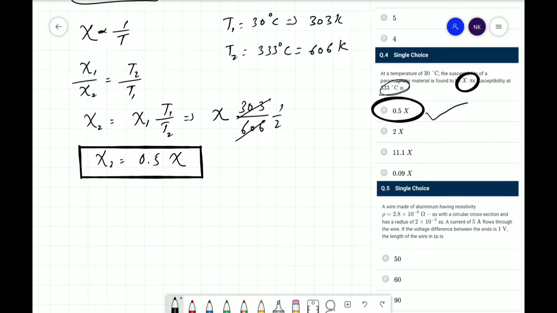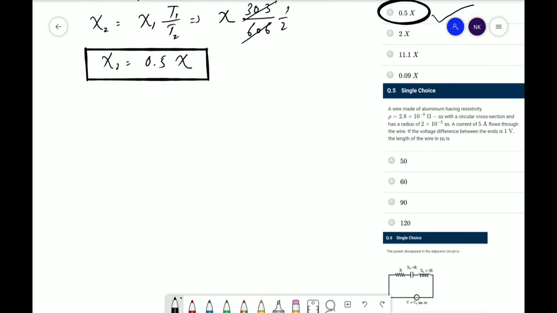What is the next question? In the next question we have a wire made of aluminium having resistivity rho is equal to 2.8 into 10 to the power minus 8 ohm meter with a circular cross section and has a radius of 2 into 10 to the power minus 3 meter. A current of 5 ampere flows through the wire. If the voltage difference between the ends is 1 volt, the length of the wire in meter is.